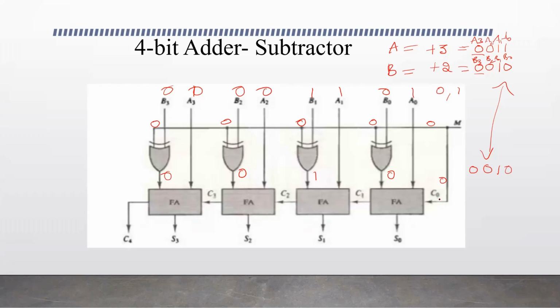The carry coming from outside is 0. Adding the bits: 0 plus 1 is 1, with carry 0. Then 1 plus 0 plus 0 is 1. Then 0 plus 0 plus 0 is 0 with carry 0. So our result here is 0, 1, 0, 1. What is 0, 1, 0, 1? It's +5.